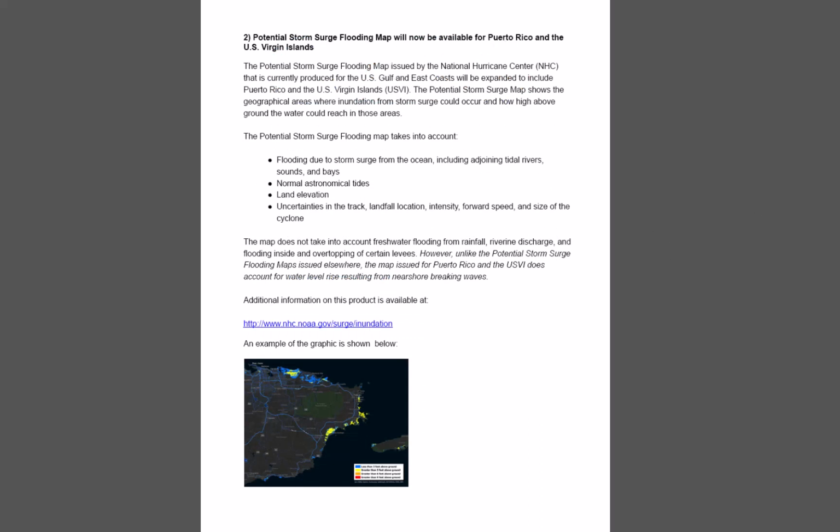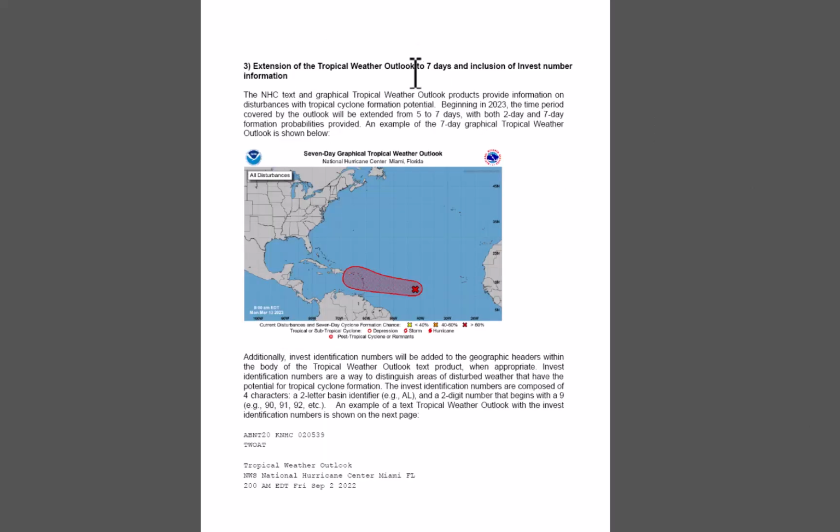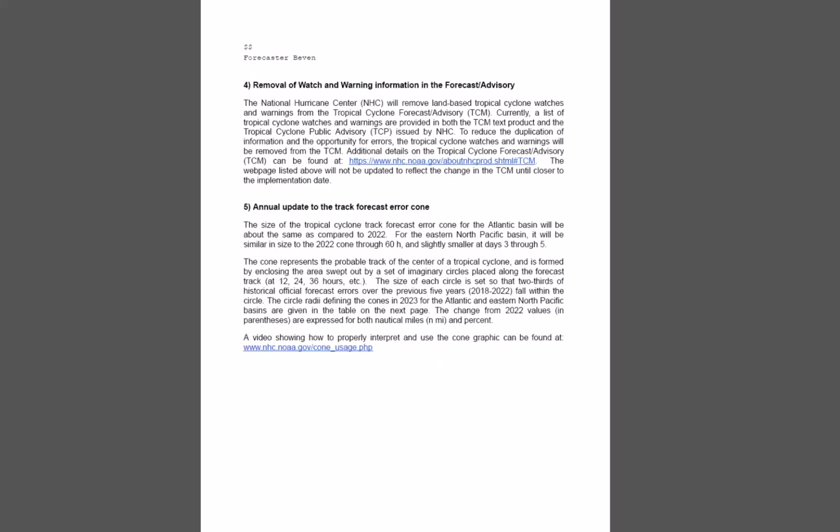Potential storm surge flooding is going to be added for Puerto Rico and the U.S. Virgin Islands. They're going to extend the tropical weather outlook to 7 days, not the actual forecast for storms, which is a little confusing. Initially, some of the headlines said they now have 7-day forecasts. They will not have 7-day forecasts. They're going to have 7-day formation probabilities. It used to be 5 days. So something to keep in mind, and that should be displayed correctly in the hurricane tracking system.